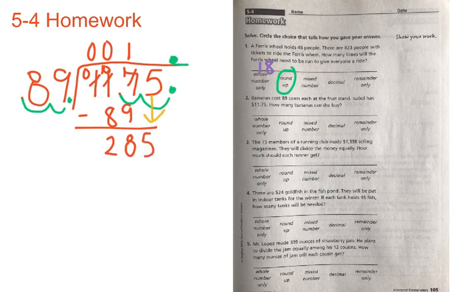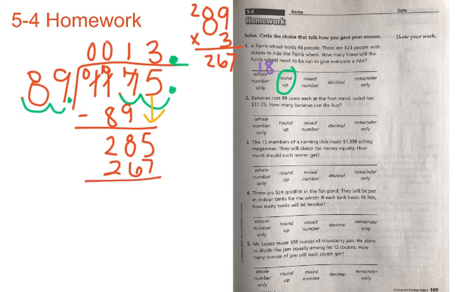Now I have to figure out how many times 89 can go into 285, and I am thinking it's going to be 3. So let's find out. 89 times 3. 9 times 3 is 27. Put down your 7, carry your 2. 3 times 8 is equal to 24, plus 2 is equal to 26. And yes, that's as close as we're going to get, and it's 267. And I can subtract here.